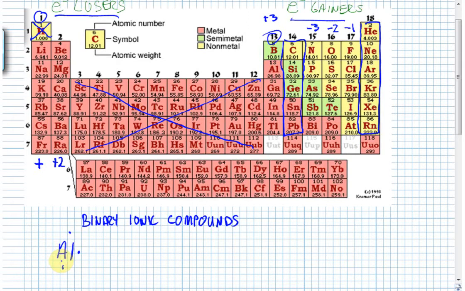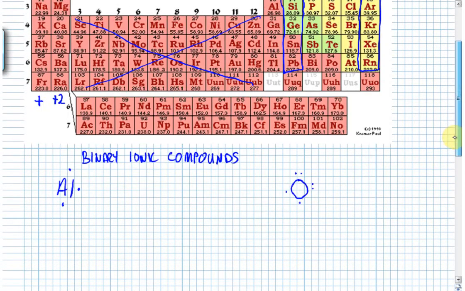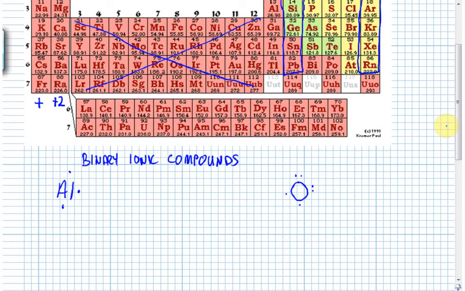Again, let's choose our friend oxygen. We haven't looked at oxygen. Oxygen in column 16, 6 valence electrons. Again, oxygen looking to gain 2 electrons. So again, we have a mismatch. We've got an aluminum looking to lose 3 electrons to become stable. We've got an oxygen looking to gain 2 electrons to become stable.